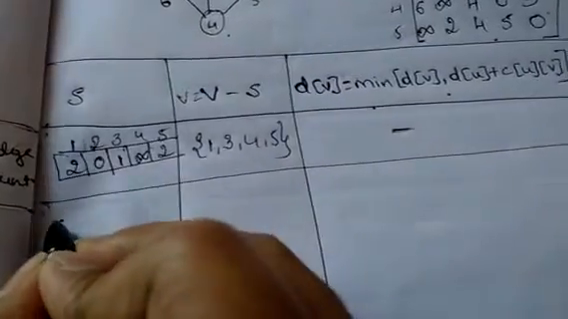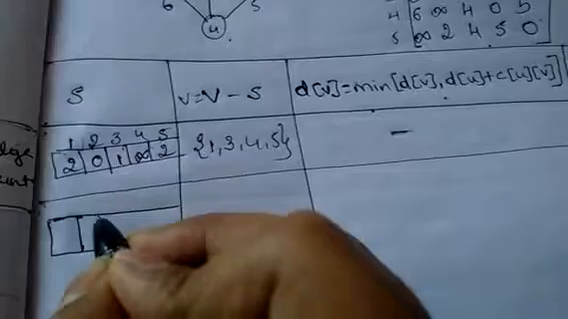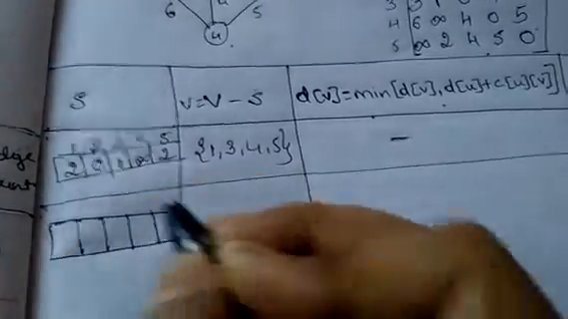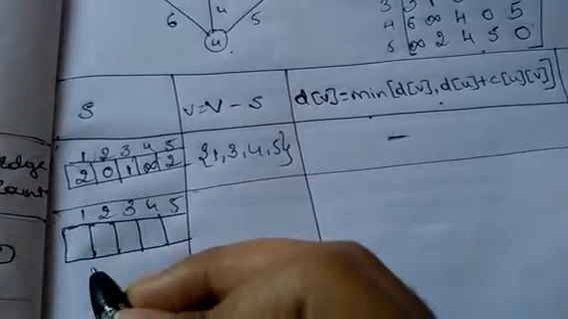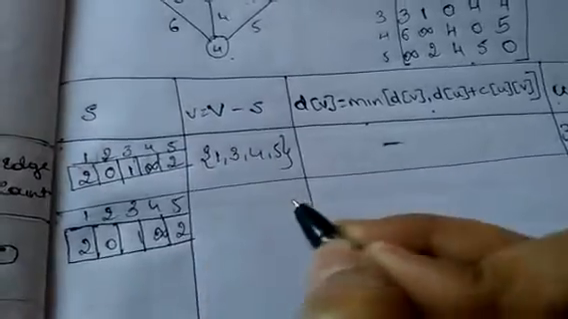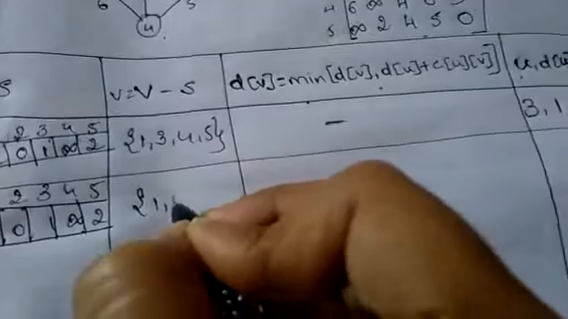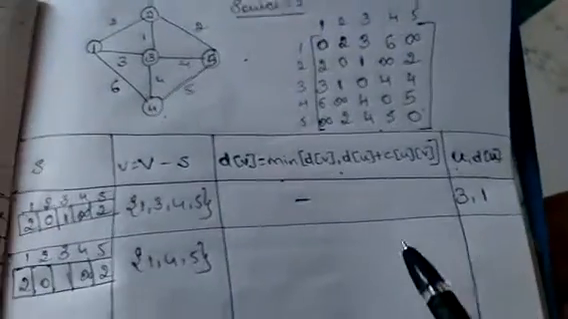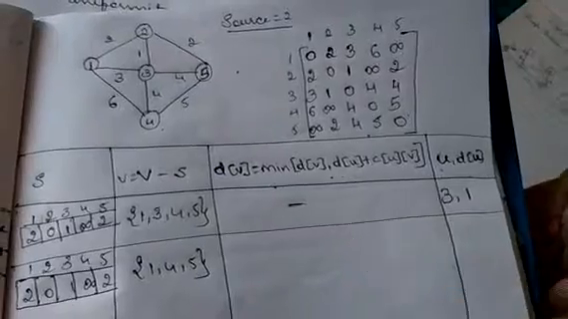Here, I'll just write this as it is. 1, 2, 3, 4, 5. Okay, the same thing. 2, 0, 1, infinity, 2. Here we have taken one more visited vertex, 3. So unvisited vertices are 1, 4 and 5. Now you have to check from 2 to 1, 2 to 4, 2 to 5, which is minimum. That you have to take first.